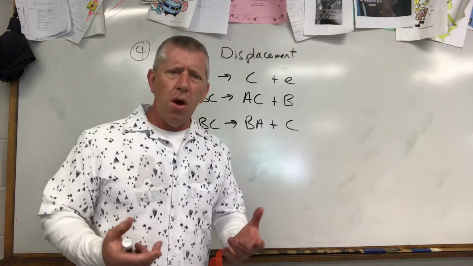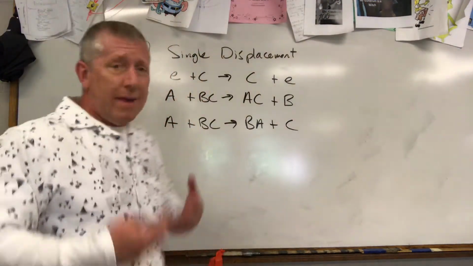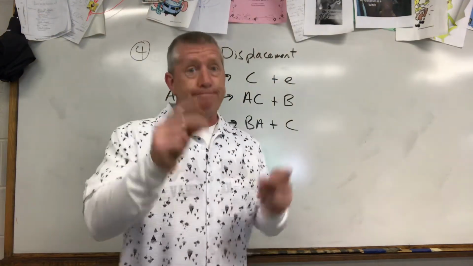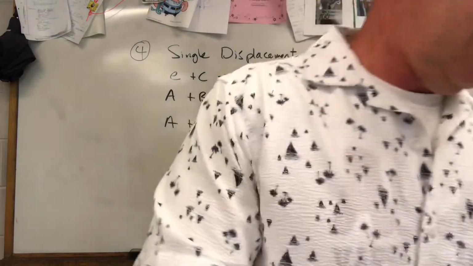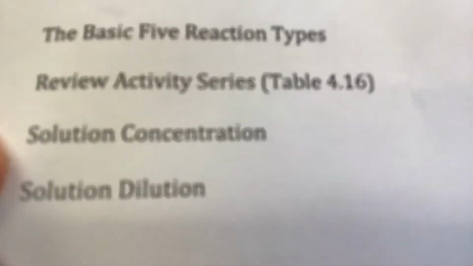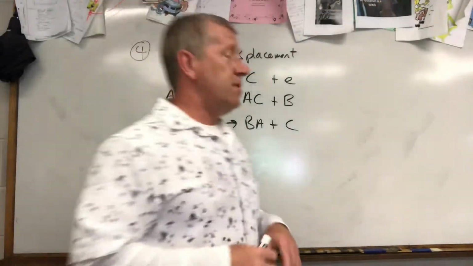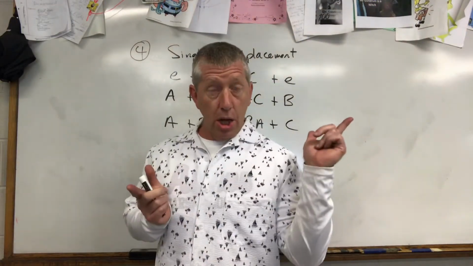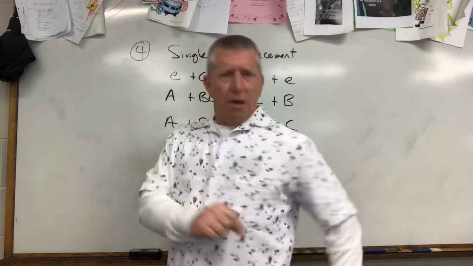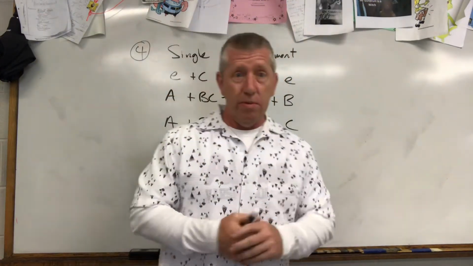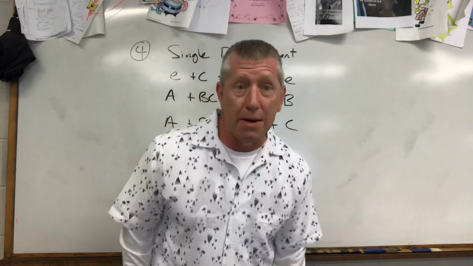How are you supposed to know whether or not the metal or the non-metal can kick out in the compound? How are we going to know that? Okay, on your sheet today, you will see, activity series, table 4.16. I call the activity series the spiffy chart. Some elements are more spiffy than others. Now, of course, spiffy isn't how chemistry is going to say that in your chemistry book, so I spiffy it up a little bit.